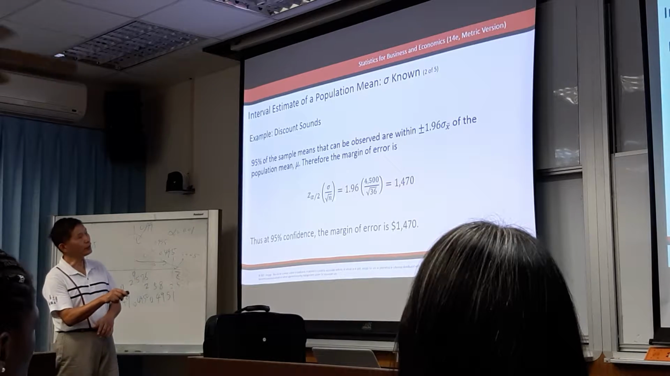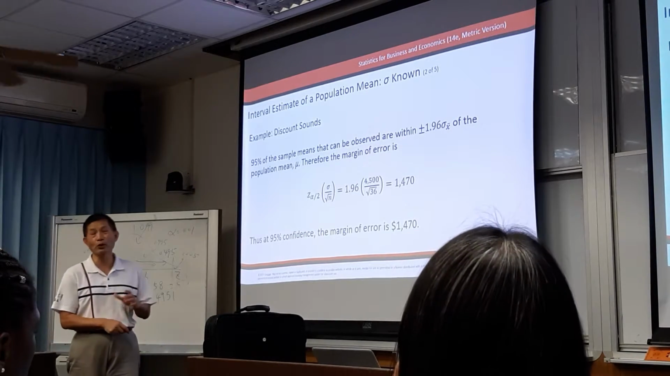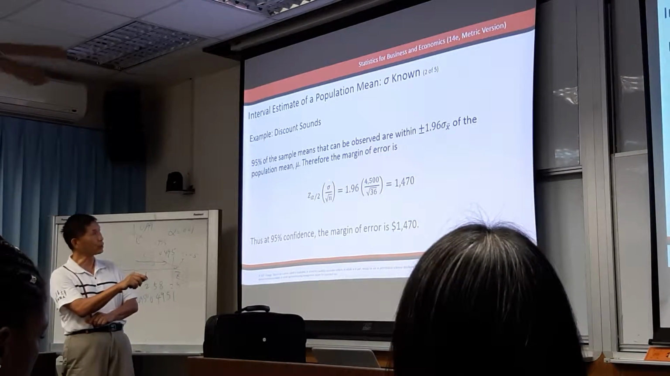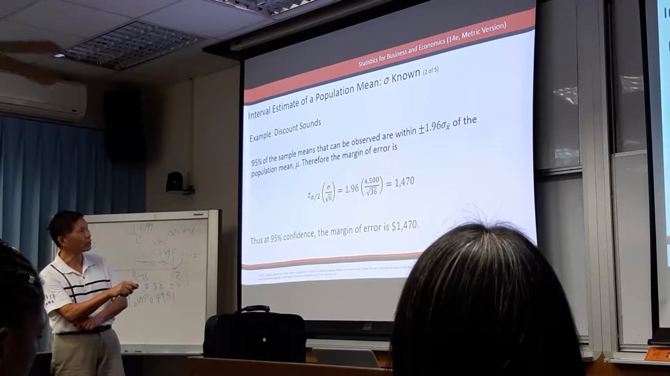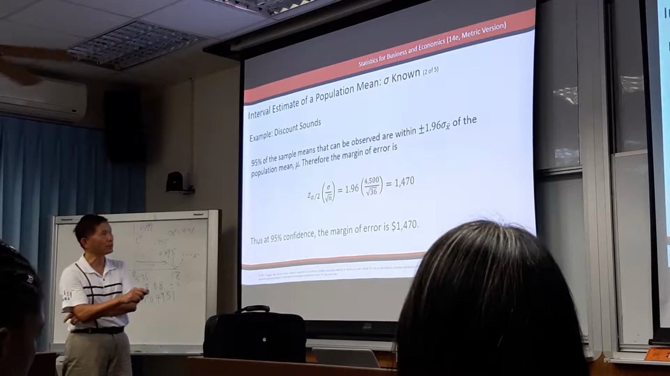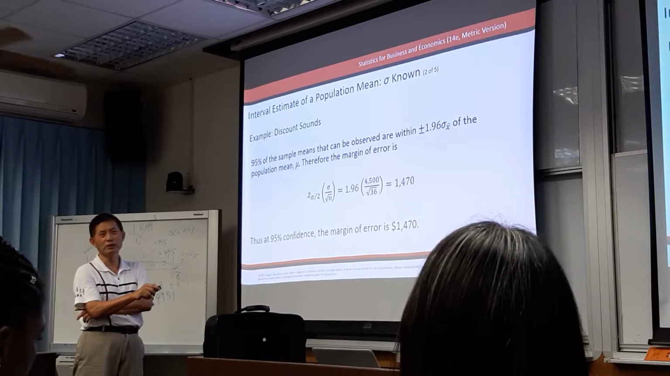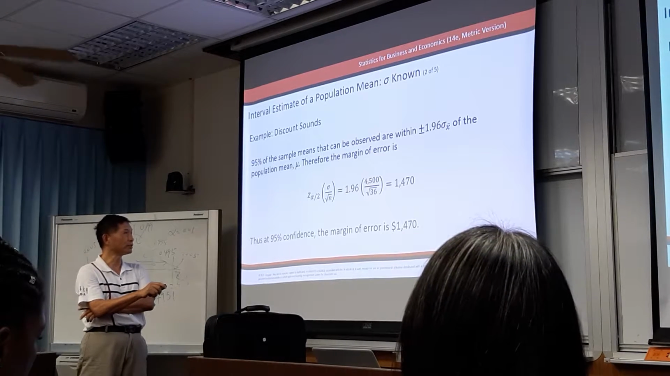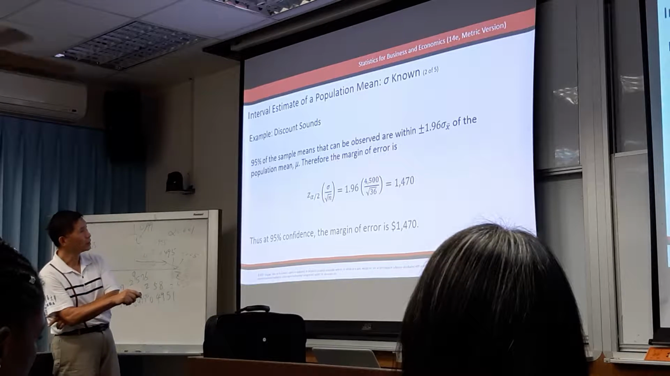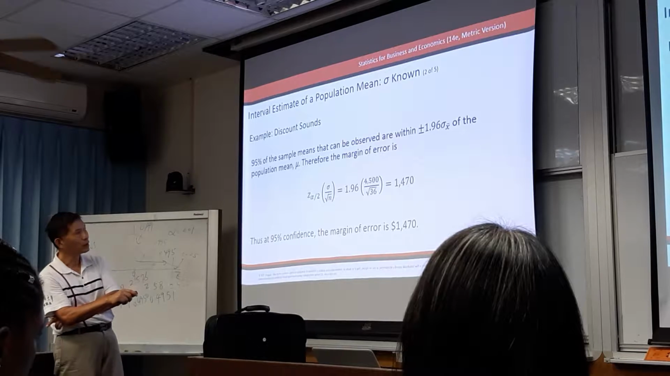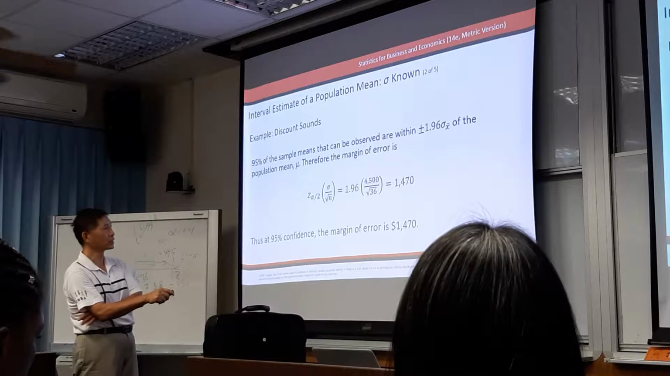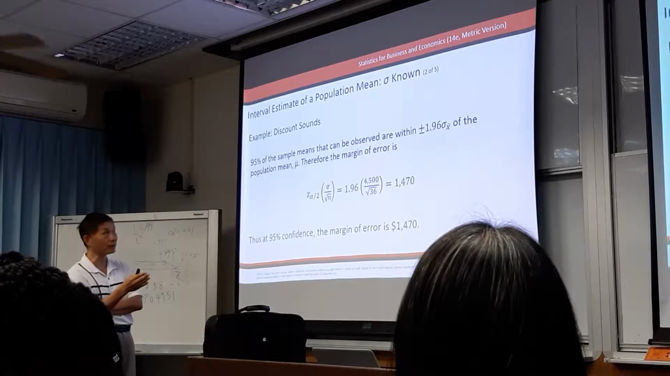So for the 95%, the z value will be 1.96. How much is one standard deviation? For one standard deviation equal to this, we call it the standard error. Based on this formula, the sample standard deviation is 4,500 and the sample size is 36, so you get the standard error. You multiply by 1.96 standard deviations.